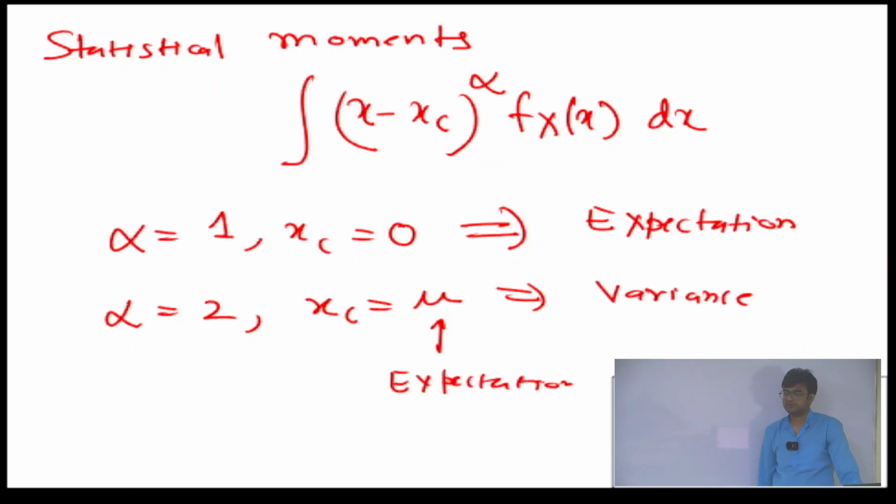So, variance is a measure of second moment. There can be other measures of second moment also if you change the value of xc, like putting xc equal to 0, that is another measure of second moment. There are also higher order moments. Third order moment is known as skewness, fourth order is kurtosis. So alpha is the one that controls the order of the moment. Alpha equal to 3 is the third order moment, alpha equal to 4 is the fourth order moment.